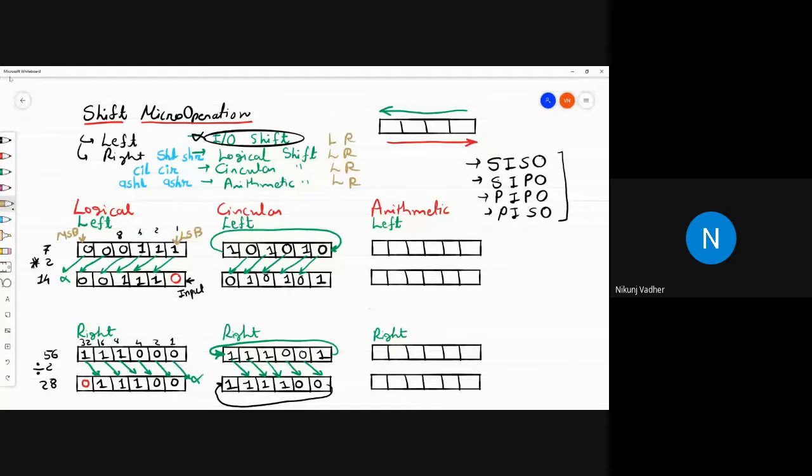Now here we have not considered any sign. We have assumed that all the numbers are represented as positive, or unsigned numbers only. But how will a signed number be represented? Let me give you a very quick example of a signed number.